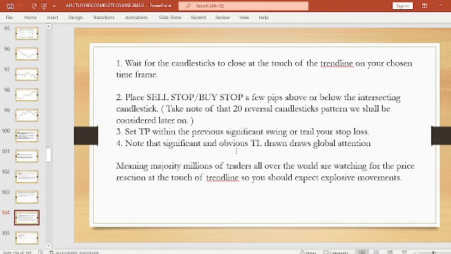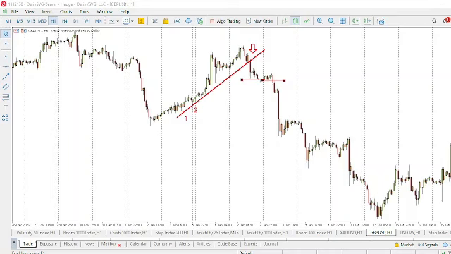Note that a significant and obvious trend line draws global attention. Very good. So meaning the majority of traders all over the world are watching for the price reaction at the touch of the trend line. So you should expect explosive movement. Let me get back to the slide here. So you place your sell stop here, okay, sell stop here, and then price begins to move.